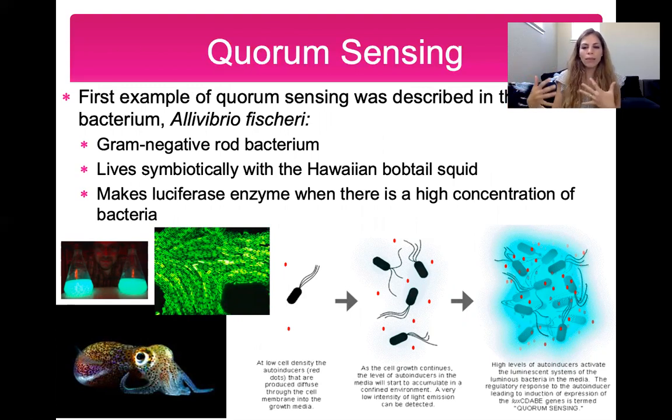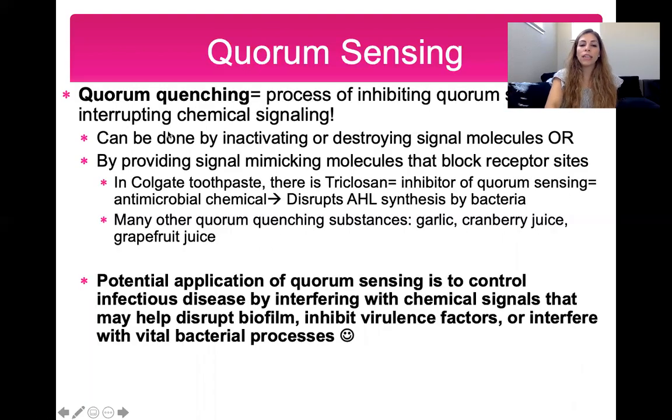With more advancement in the field of quorum sensing, quorum quenching was discovered, and quorum quenching is this idea of inhibiting quorum sensing by interrupting this chemical signaling. You can inhibit quorum sensing by inactivating or destroying the autoinducers, because if you don't have any more autoinducers, you won't get transcription of genes, or you can mimic the autoinducer, and these chemicals that mimic it will go and block the receptor sites that the signaling molecule or autoinducer would have bound to.